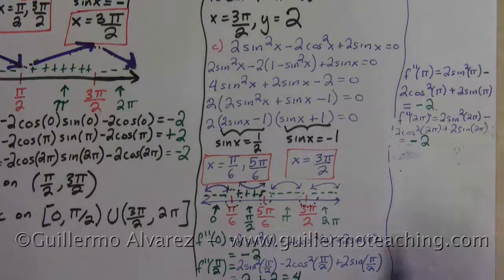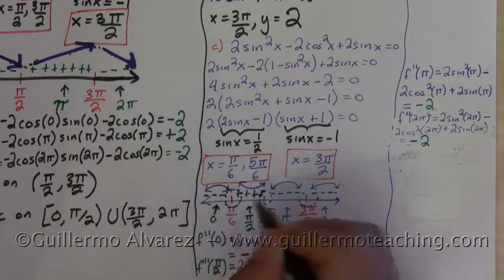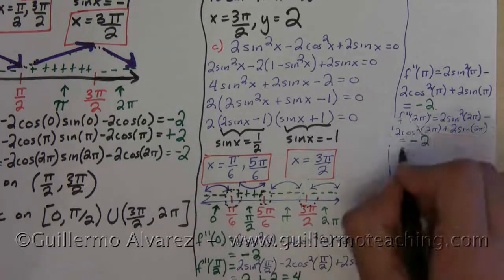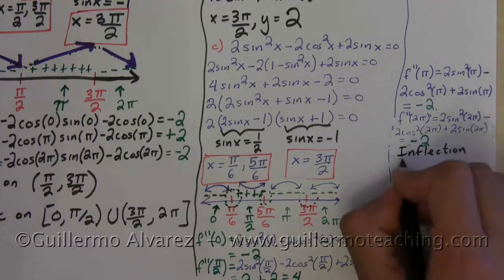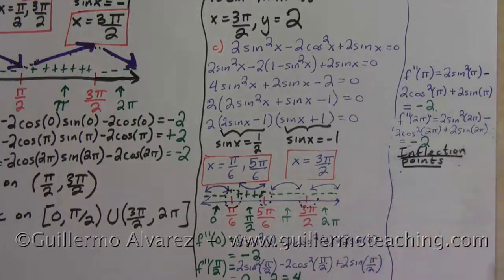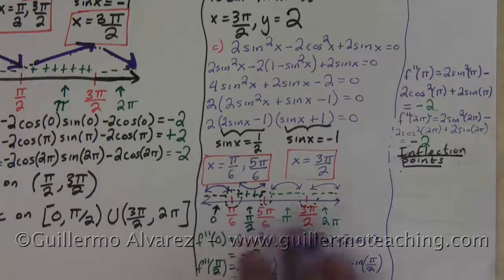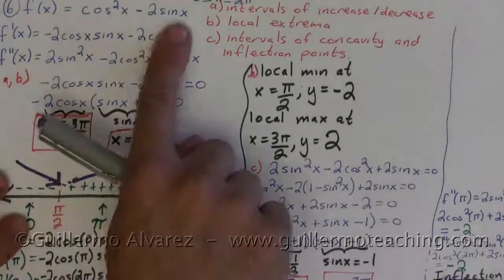Okay, so this means that I have two inflection points, one at pi over 6 and one at 5 pi over 6. So let's write this down. Those are the x values for the inflection points. But then I want to figure out the y values, and to figure out the y values, you do the same thing that we did for the local minimums and maximums. We're just going to plug these x values into our original function right here.